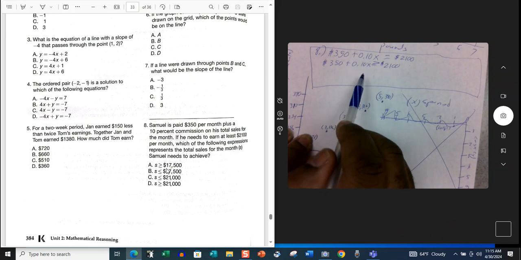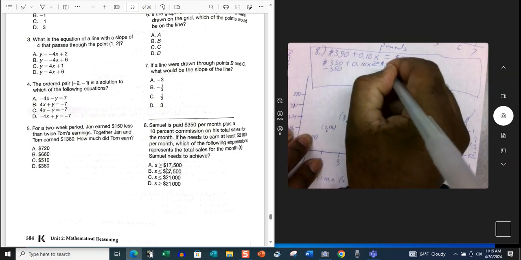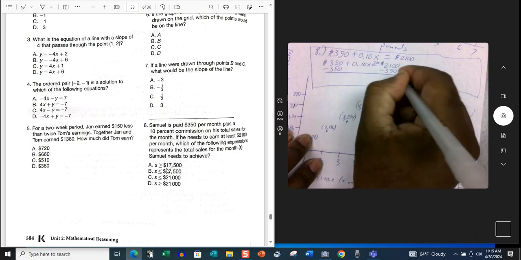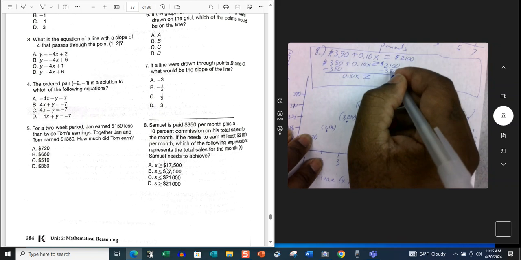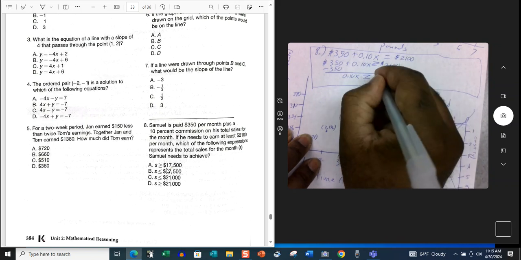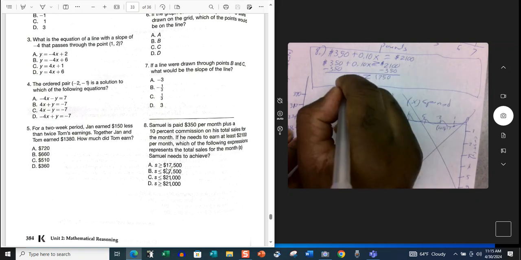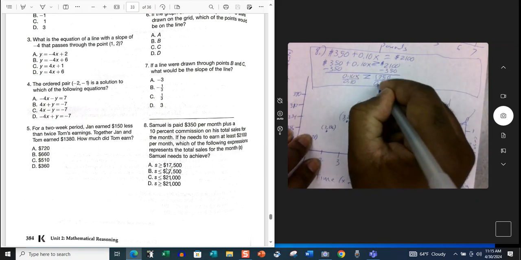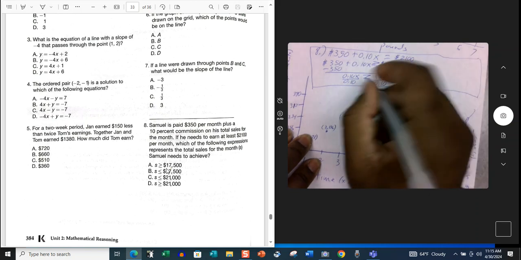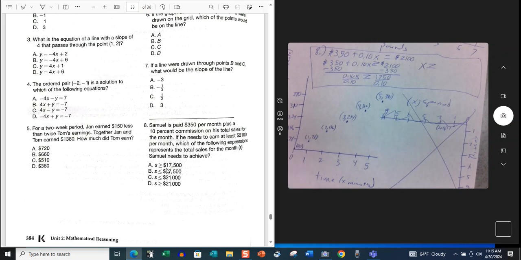So now we're going to solve for x. You subtract 350 on both sides. So this would be 0.10x is greater than or equal to 1,750. Now we'll divide each side by 0.10. And we will have on this side x is greater than or equal to.